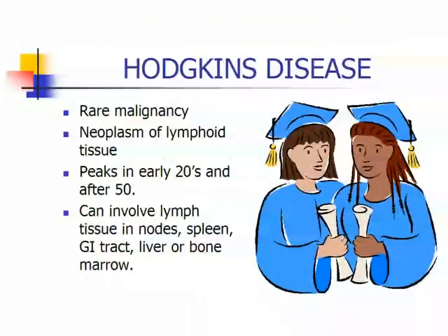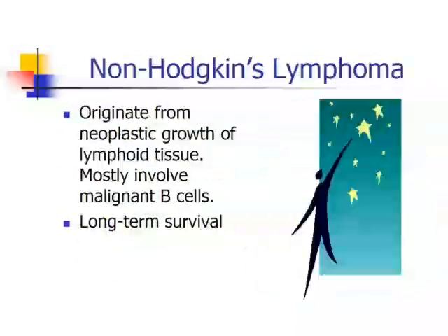Hodgkin's disease is a fairly rare malignancy. It is a neoplasm of your lymphoid tissue that peaks in your early 20s and then again after age 50. It can involve lymph tissue in the nodes, spleen, GI tract, liver, and bone marrow. It has a formation of the Reed-Sternberg cells that we talked about. The first symptom is usually a palpable lymph node that doesn't move and gets enlarged.